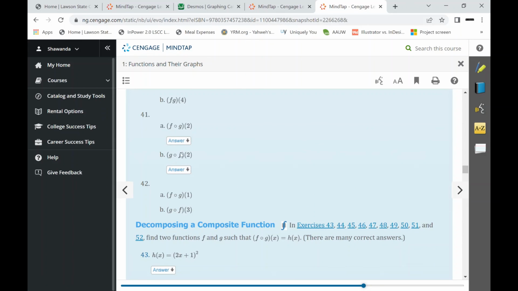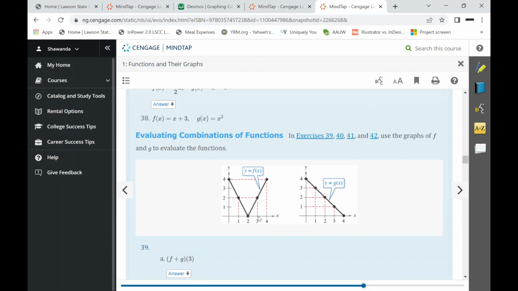So g of f of 2. F of 2 is the inside function. If we wrote it as g parenthesis f parenthesis 2 close parenthesis, f of 2 would be the inside function. So we go to f of 2 first. Again, we just said it. When x equals 2, y equals 0 here. But then that will cause us to go to 0 on this graph, because g of x is our outside function, and when x is 0, y equals 4. So the answer to that one is 4.